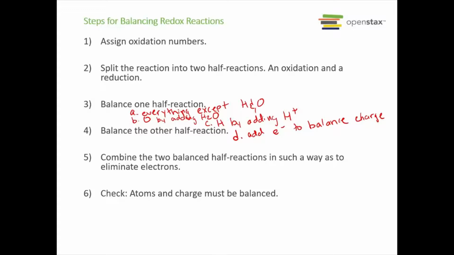If you are in a basic solution, then you need to add hydroxide ions into the equation to neutralize the protons. So you add them in equal amounts to both sides of the reaction, and then you take the OH minus and the H plus and combine them to make water. And then you make sure at the end that any redundant species on both sides of the reaction arrow are canceled out. And we're going to look at an example going through our steps to refresh your memories.